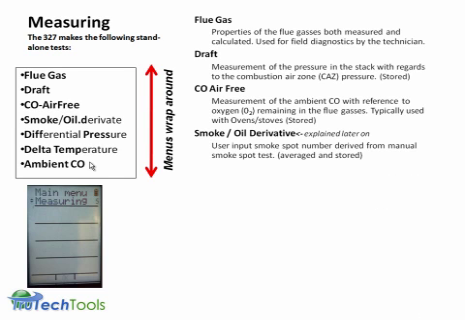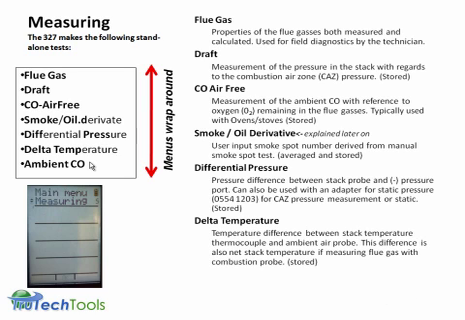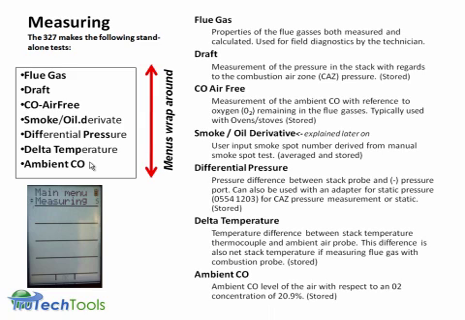Smoke oil derivative is a user input spot number derived from the manual smoke spot test. It's averaged and stored. Differential pressure is the difference between the stack probe negative and the pressure port. It can also be used with an adapter for static pressure or for combustion air zone pressure measurement, and it can also be stored. And then differential temperature is the difference between the stack temperature and the thermocouple ambient air probe. This is also what we call net stack temperature if measuring the flue gas with a combustion air probe, and it can also be stored. And then ambient CO is the ambient CO level of the air with respect to an O2 concentration of 20.9%.